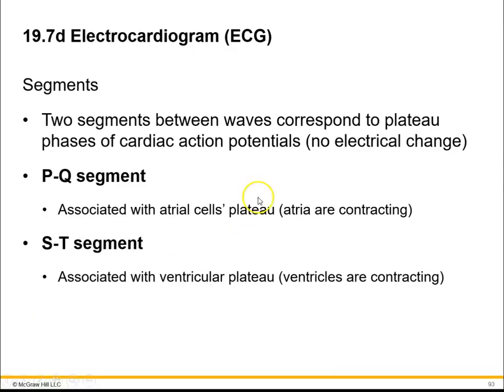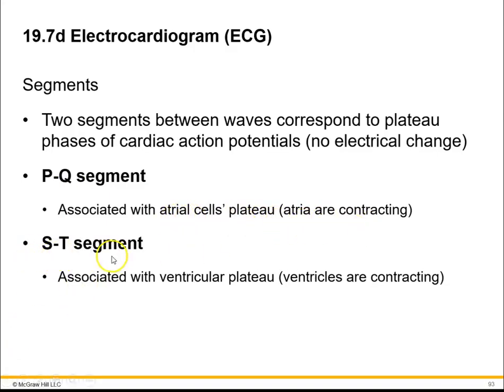Okay, the segments I want you to be aware of. These are between waves, and they correspond to the plateau phases of the cardiac action potential. So there's no electrical change occurring during these segments. There's the PQ segment. This is between the P wave and the QRS complex, and it's going to be associated with those atrial cells plateau. That is, the atria are contracting.